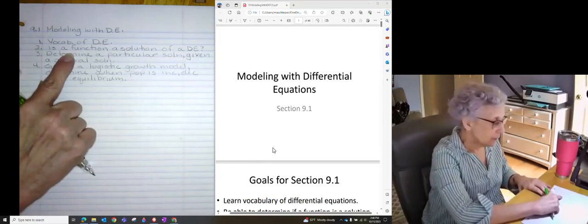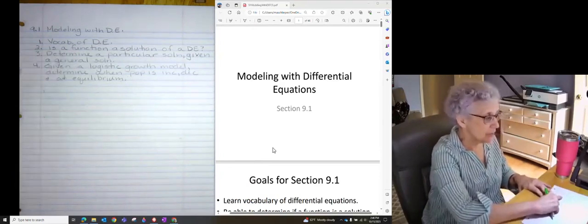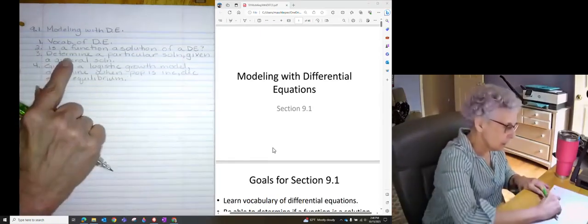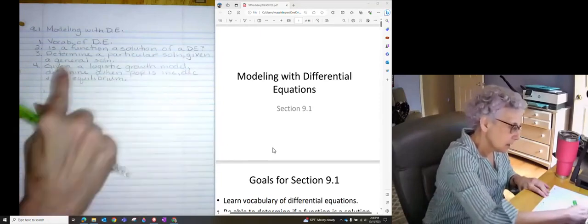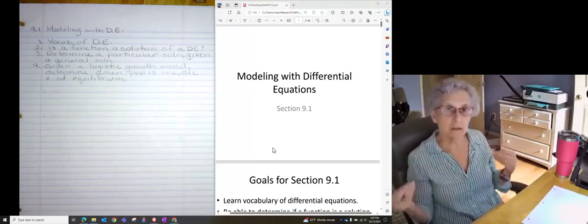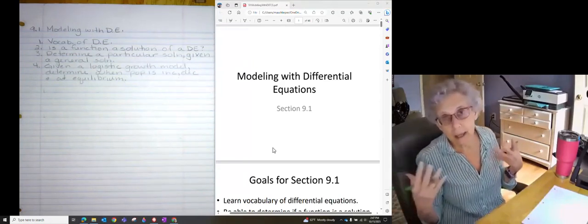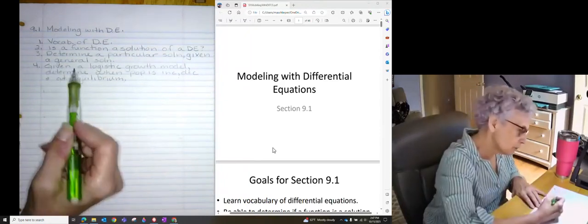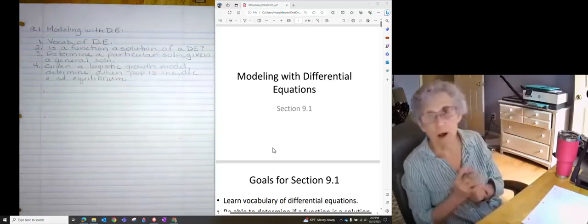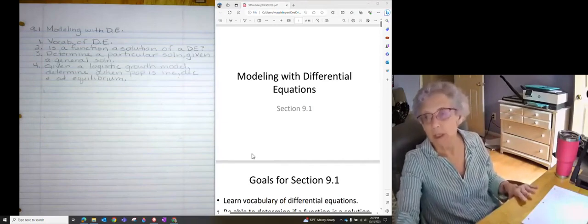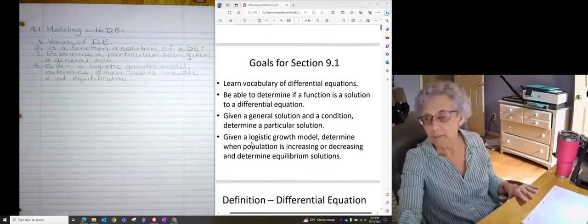We will then be able to determine if a function is a solution to a given differential equation. Given a general solution, we'll be able to determine a particular solution given a condition that we need to fulfill. And we're going to talk about logistic growth models, when they're increasing, decreasing, and when they're at equilibrium. So first thing, there's our goals.